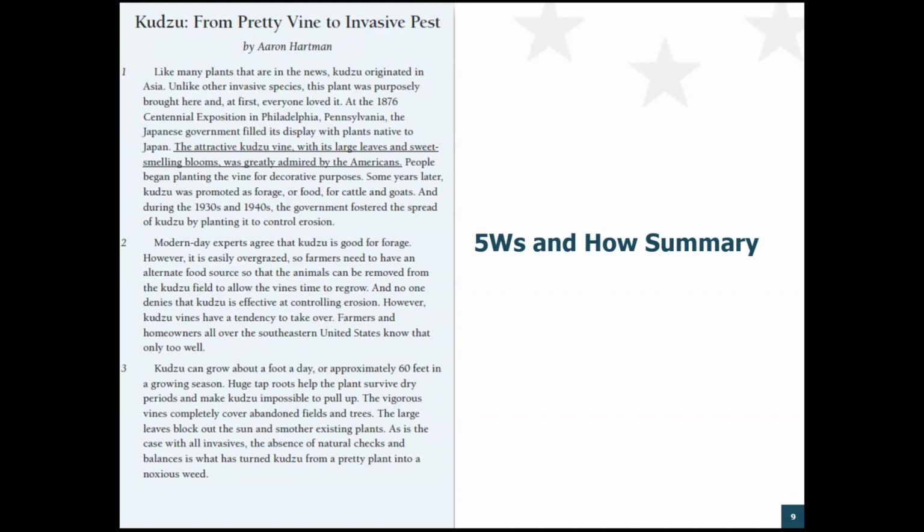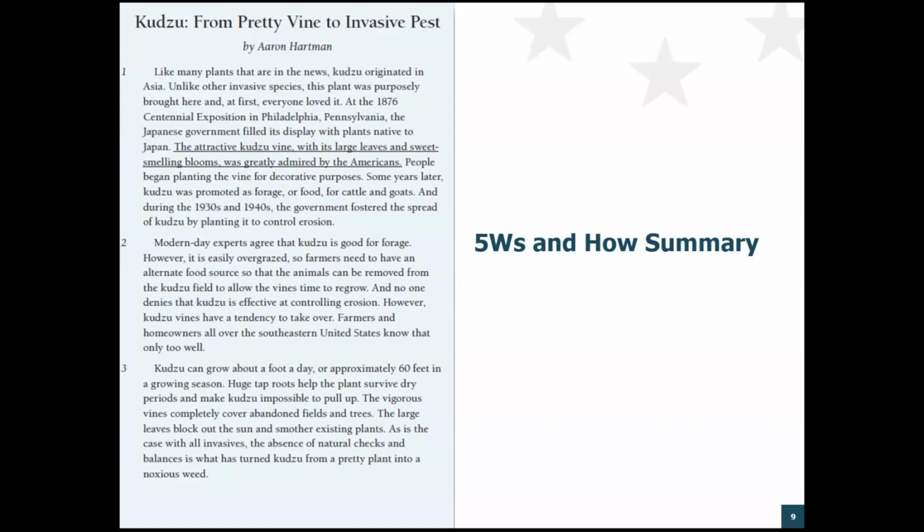And no one denies that kudzu is effective at controlling erosion. However, kudzu vines have a tendency to take over. Farmers and homeowners all over the southeastern United States know that only too well. Kudzu can grow about a foot a day, or approximately 60 feet in a growing season. Huge taproots help the plant survive dry periods and make kudzu impossible to pull up.